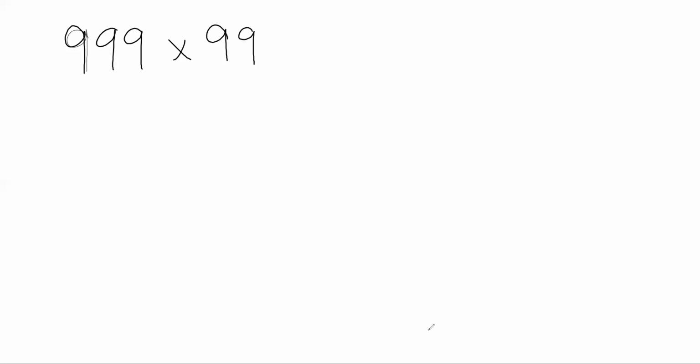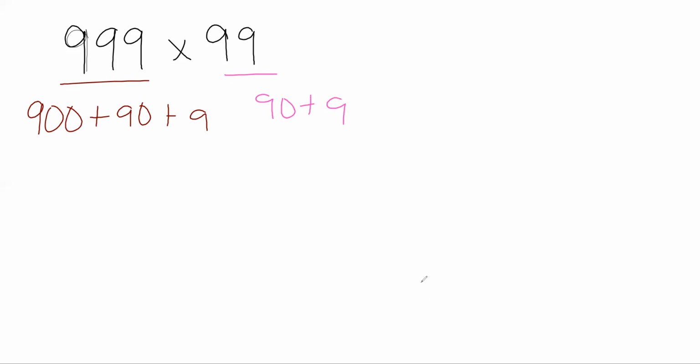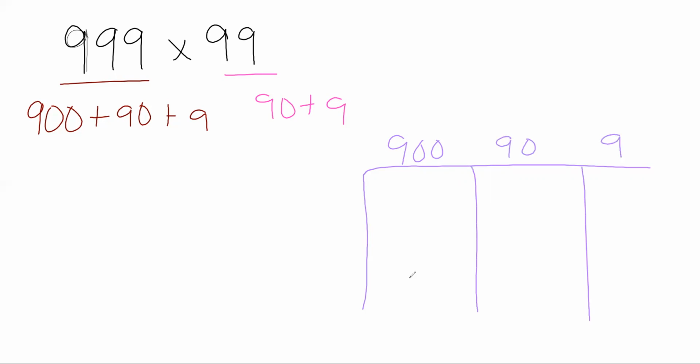So welcome back, because you just unpaused the video and now you're saying, okay, I just did 999 times 99. Let's see what we got. So step one, expand. 900 plus 90 plus 9. Expand my second number, 90 plus 9. Oh man, this is gonna be a lot of nines. So I'm gonna make a column of 900, 90, and 9, and a column of 90 and 9.